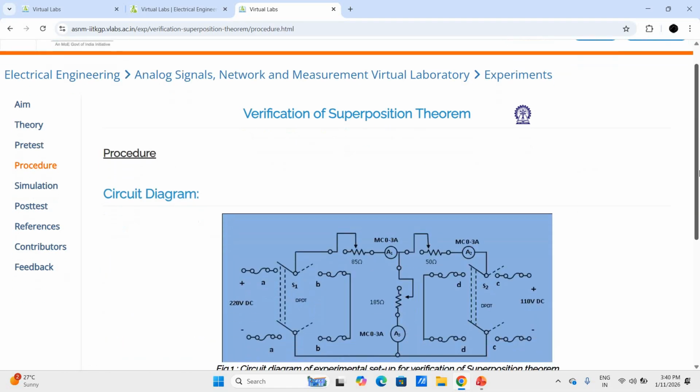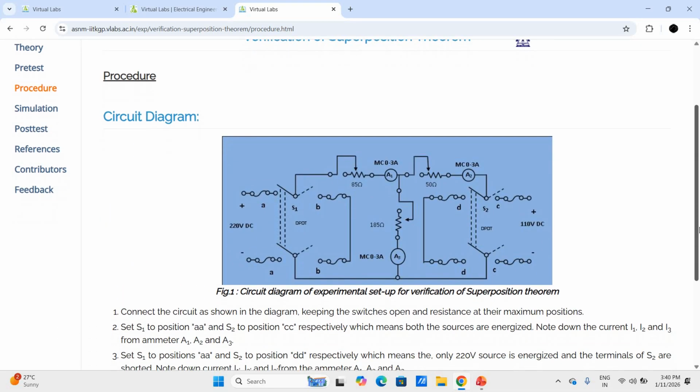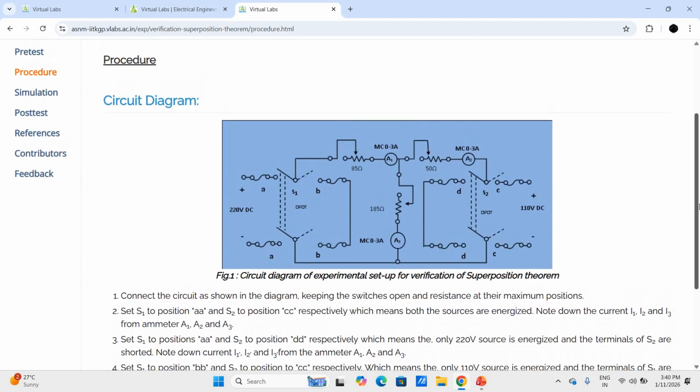Now, since this network is needed to understand the superposition theorem, for the simulation of the superposition theorem, we'll try to understand this circuit diagram of the experimental setup for verification of the superposition theorem. In this circuit diagram, there are two sources. One is a 220 volt source and the second one is a 120 volt source. Both sources are DC supply.